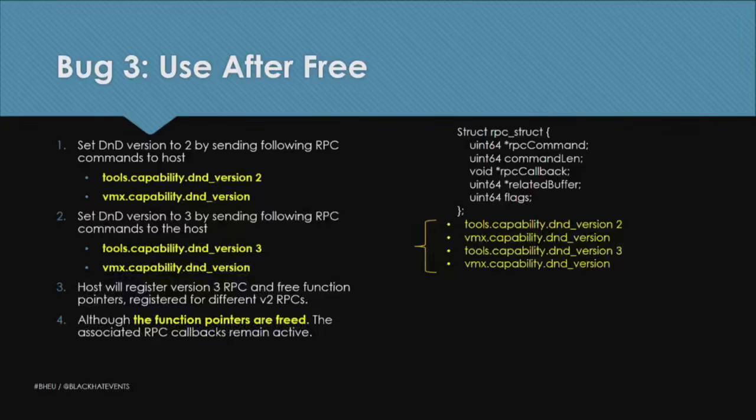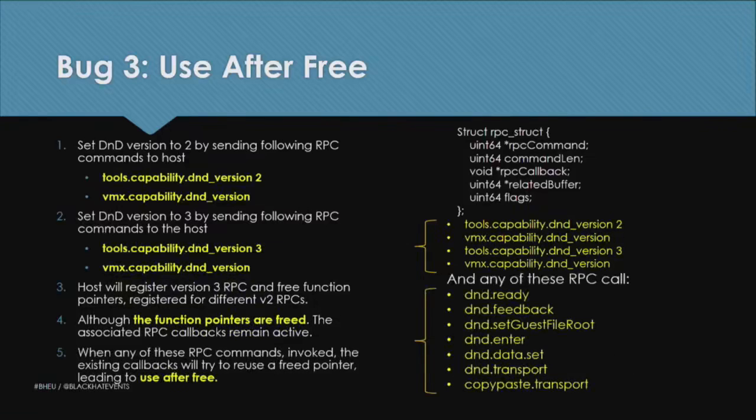We found the structure by reverse engineering, which you can see here. Although the function pointers are freed, some of the associated callbacks that you see here remain active. That was the problem in this issue. In this situation in the host process, if you send any of these RPC calls from the guest operating system to the host operating system, we can trigger a use after free. There is an interesting blog that was published recently regarding the exploitation of this bug. We have added the blog to the reference section.